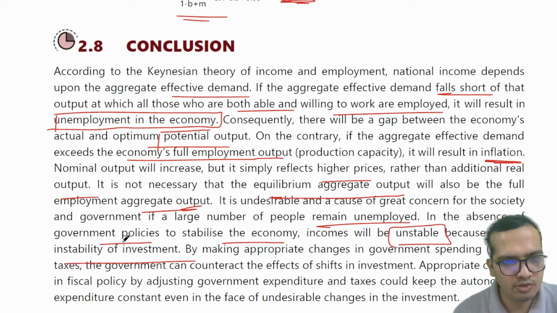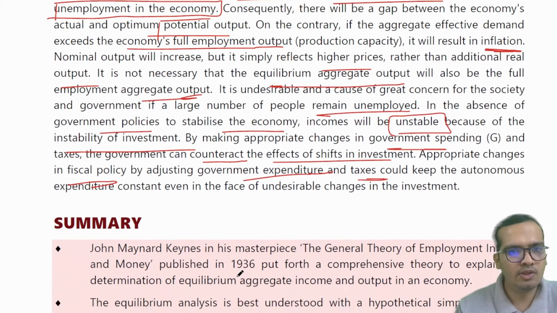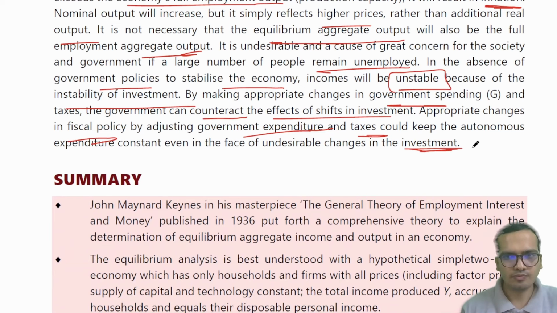So, in the absence of government policy to stabilize the economy, incomes will be unsustainable because of the instability of investments. By making appropriate changes in government spending, that is G, and taxes, the government can counteract the effect of shifts in investment. So appropriate changes in fiscal policy by adjusting government expenditure and taxes could keep the autonomous expenditure constant even in the face of undesirable changes in the investment.